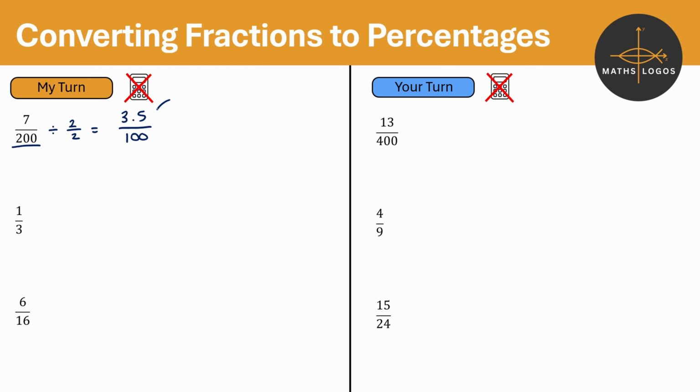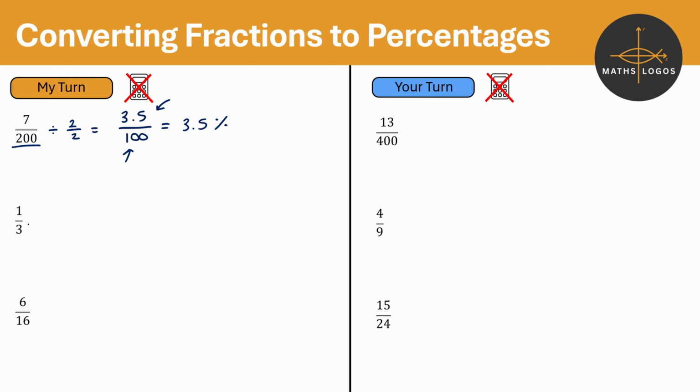Now we're probably not used to having a decimal on the numerator of our fraction, but in this case it's okay because we understand that when we have that denominator of 100, our numerator is our percentage. So this is 3.5%. So actually in this case, having the decimal in the numerator is quite helpful for us to get the percentage quite quickly.